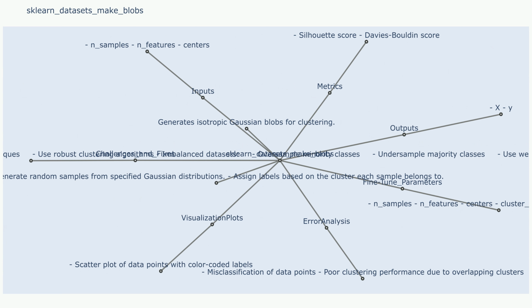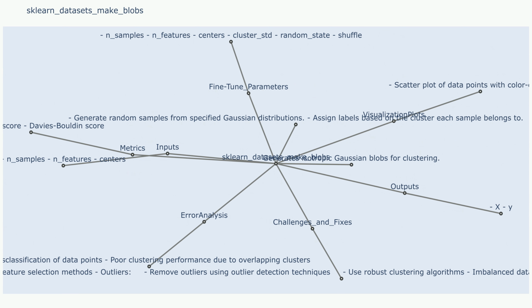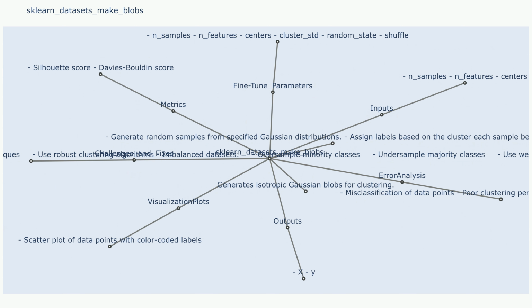Metrics. Silhouette score: a metric to evaluate the quality of clustering, where a higher score indicates better separation between clusters. Davies-Bouldin index: another metric for evaluating clustering quality, with a lower score indicating better separation. Visualization plots. Scatter plot: a 2D plot where each data point is colored according to its cluster label, visually representing the clustering structure. Pair plot: if the number of features is small, e.g., 2 or 3, a pair plot can show the pairwise relationships between features for each cluster. Fine-tune parameters. cluster_std.